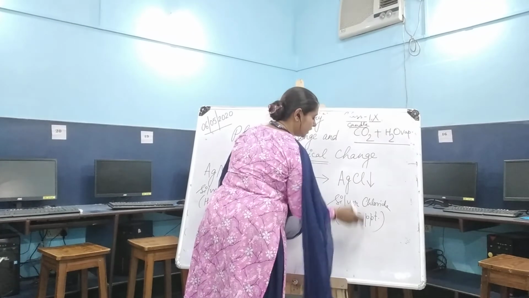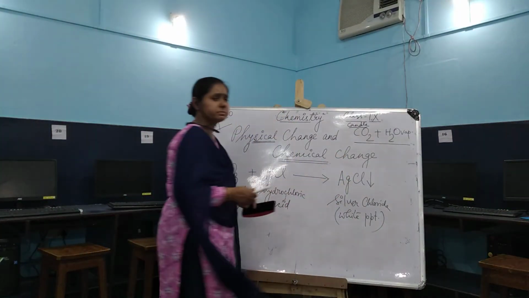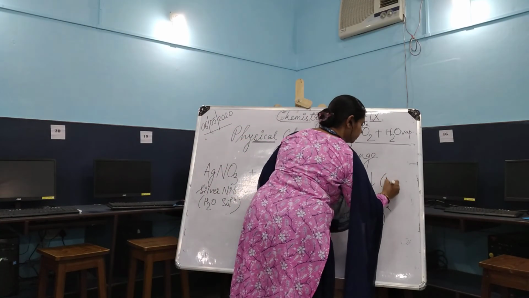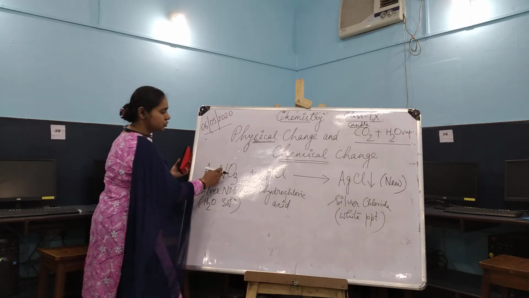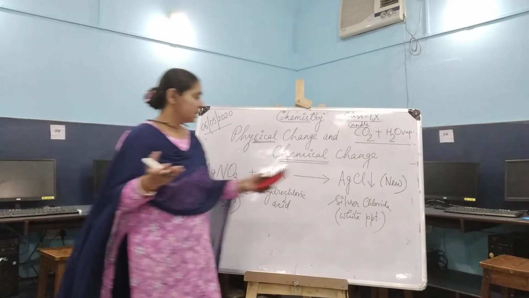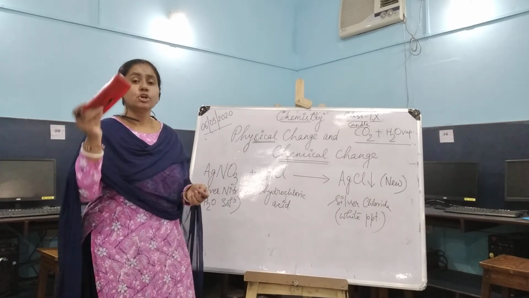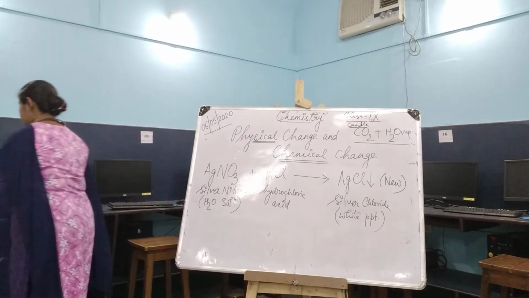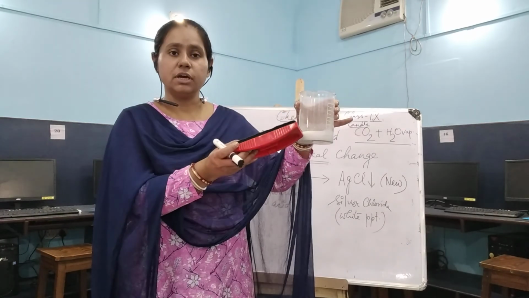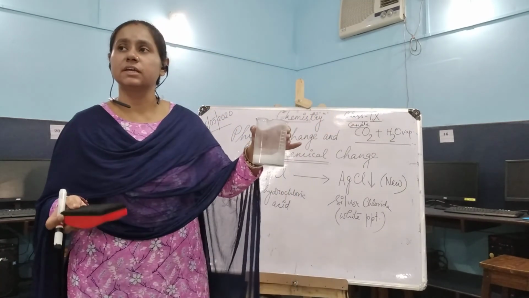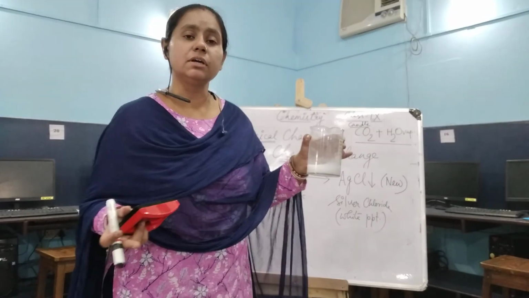Now, this silver chloride which is formed over here as a white PPT is a completely new substance. It has got no relationship with AgNO3 or HCl. It does not have similar composition to that of silver nitrate or hydrochloric acid, isn't it? So this compound which is formed as a result of the reaction, we call it a chemical change. The change is classified as a chemical change.